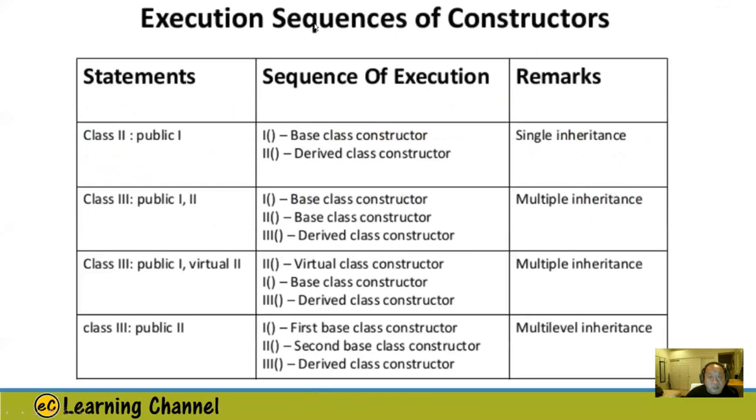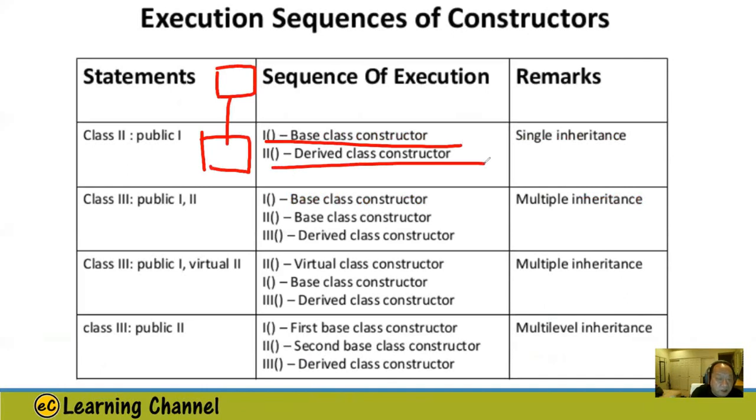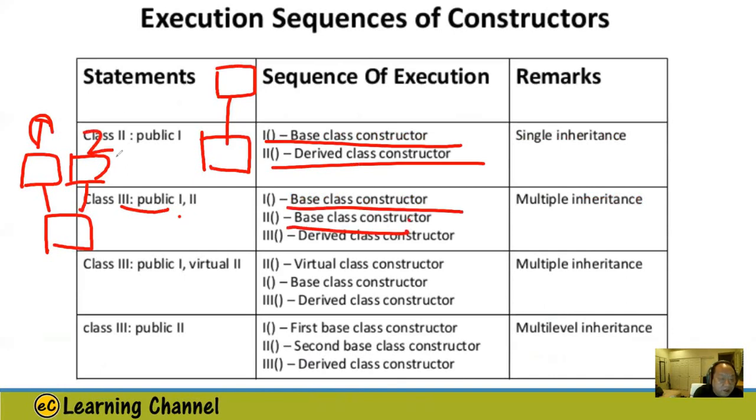Yeah. And here is the execution sequence of the constructors. So class 2 extends public class 1. So my class 2 extends my class 1. So my class 1, the base constructor, runs first and then the second. Okay, and then class 3 has multiple inheritance. It extends 1 and 2. So you run the constructor of 1 first, and then 2, and then 3. Okay, and C++ allows multiple inheritance.